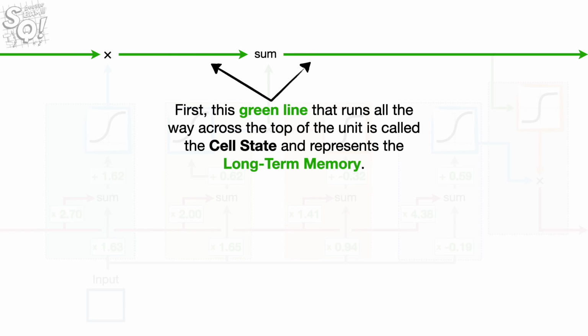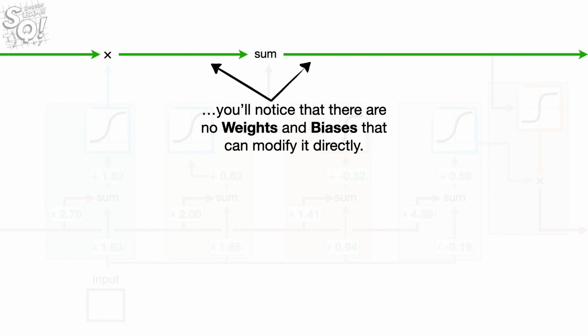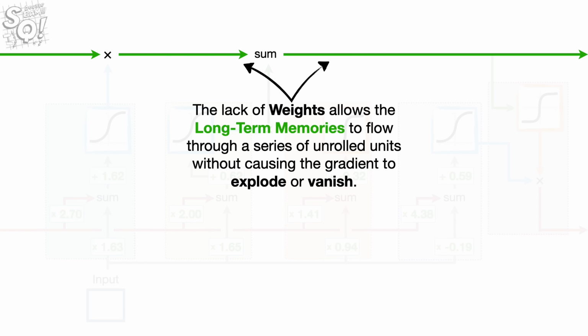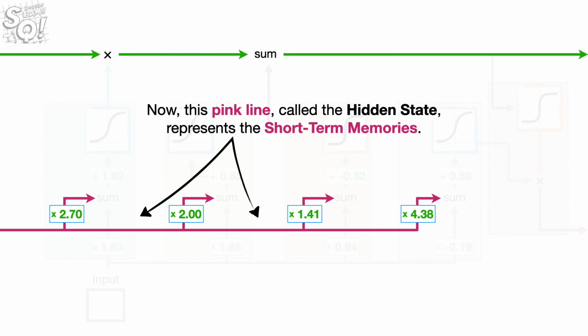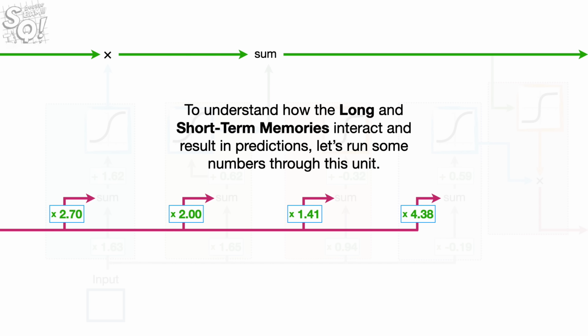First, this green line that runs all the way across the top of the unit is called the cell state and represents the long-term memory. Although the long-term memory can be modified by this multiplication, and then later by this addition, you'll notice that there are no weights and biases that can modify it directly. This lack of weights allows the long-term memories to flow through a series of unrolled units without causing the gradient to explode or vanish. Now, this pink line, called the hidden state, represents the short-term memories. And, as we can see, the short-term memories are directly connected to weights that can modify them. To understand how the long and short-term memories interact and result in predictions, let's run some numbers through this unit.